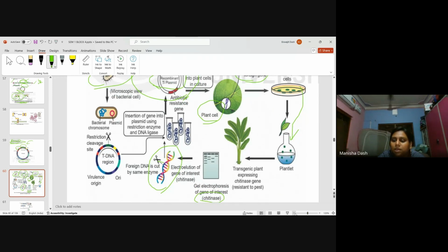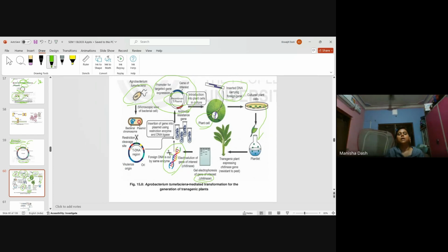So what are the basic steps? You are using the Ti plasmid as a vector, and you are cleaving the Ti plasmid using a restriction enzyme, and you are also forming a segment of your gene of interest by cutting it with the same restriction enzyme. Okay. Then you are joining them with DNA ligase, and now you have created the recombinant plasmid. The recombinant plasmid is introduced into the plant cell. The plant cell is grown in the culture medium, and each culture will grow into a mini plantlet, and when they are grown up, in each of the cells of the plant the desired gene of your interest will be present. So whatever gene of interest you have inserted, the plant will now be expressing that particular protein.